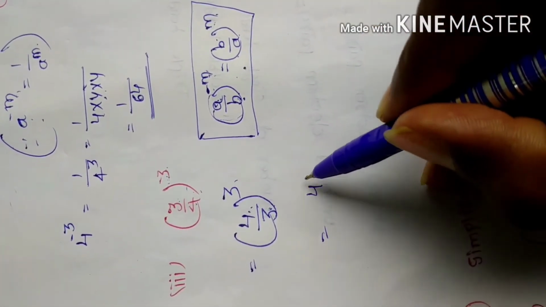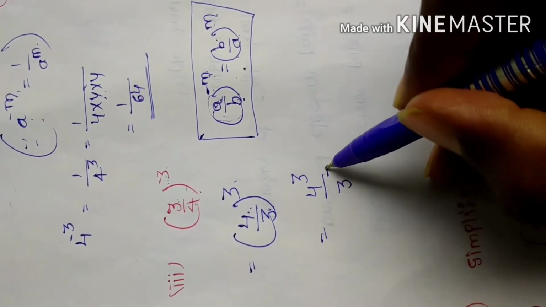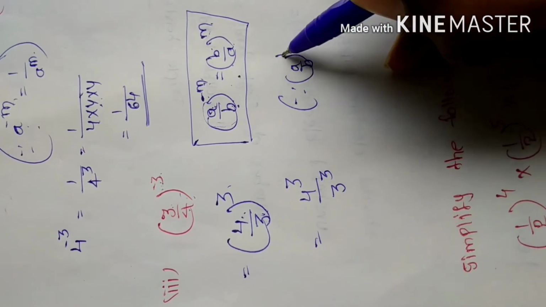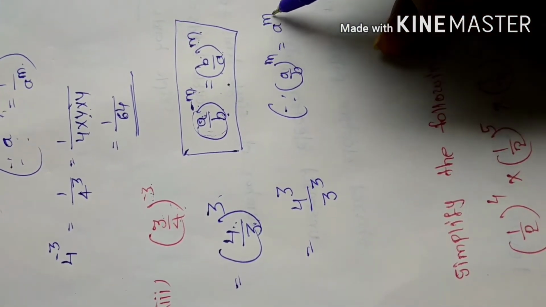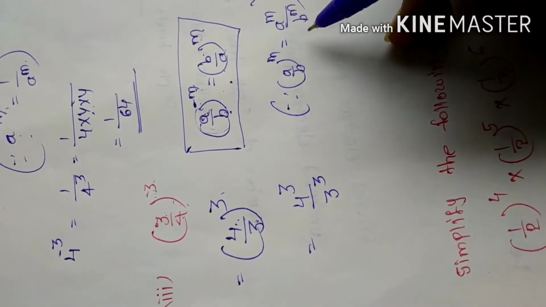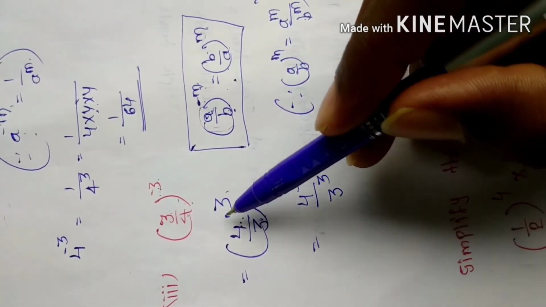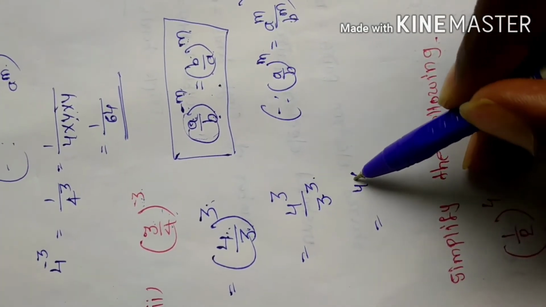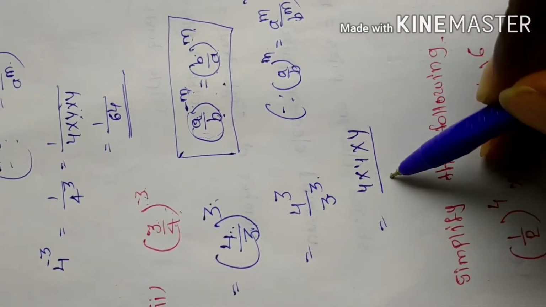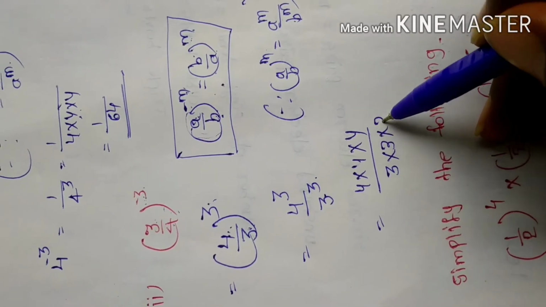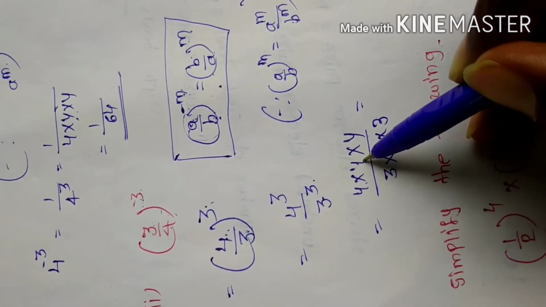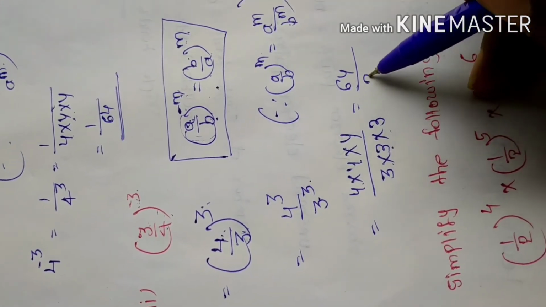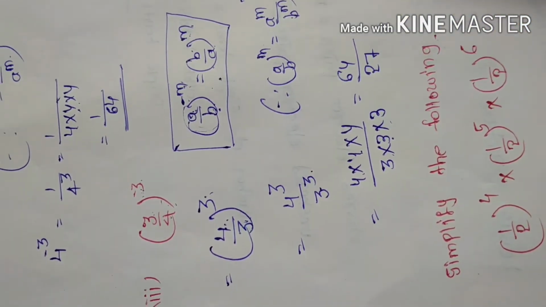Now you can write 4 cube by 3 cube. Already we have discussed that a by b whole power m is equal to a to the power m by b to the power m. So using this formula I am writing 4 power 3 by 3 power 3. You know that 4 power 3 means 4 into 4 into 4, and 3 power 3 means 3 into 3 into 3. That means 4 fours are 16, 16 fours are 64, by 3 threes are 9, 9 threes are 27. This is your answer.